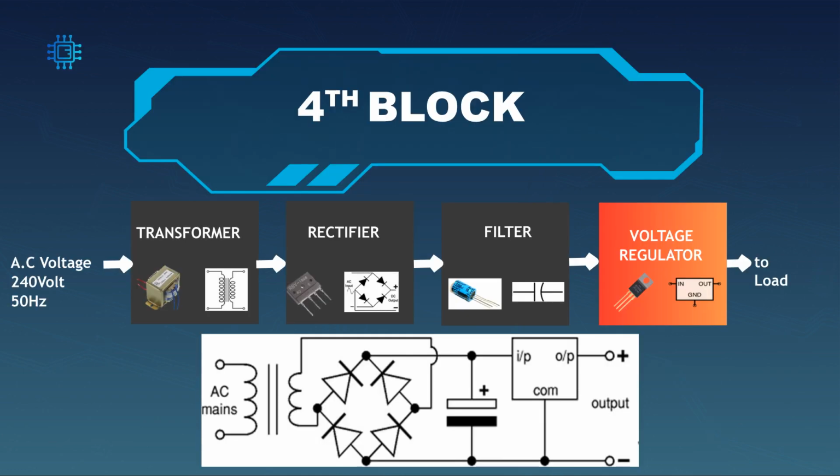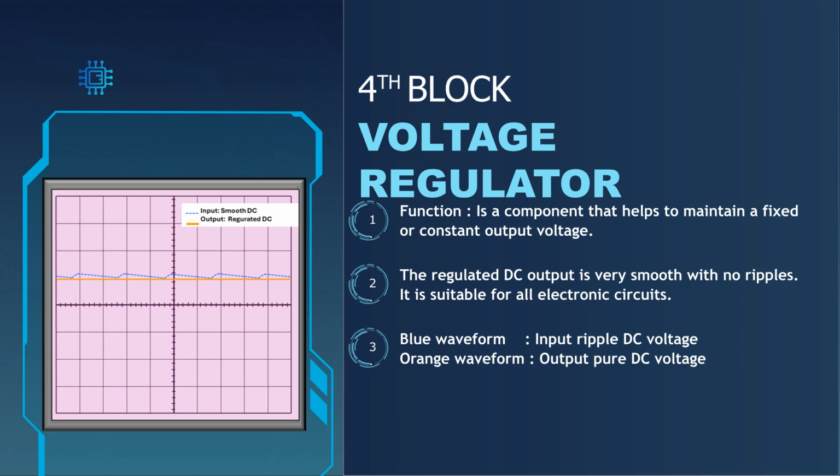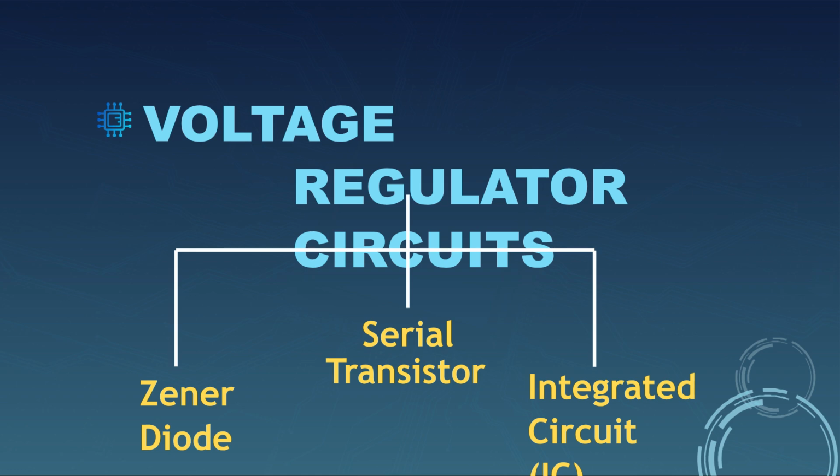The fourth block in the DC power supply is the voltage regulator, which follows the filter stage. The voltage regulator maintains a fixed or constant output voltage. It takes the ripple DC voltage and produces a very smooth, regulated DC output, suitable for all electronic circuits. Voltage regulator circuits typically include Zener diodes, series transistors, or integrated circuits, ICs, to achieve stable output.